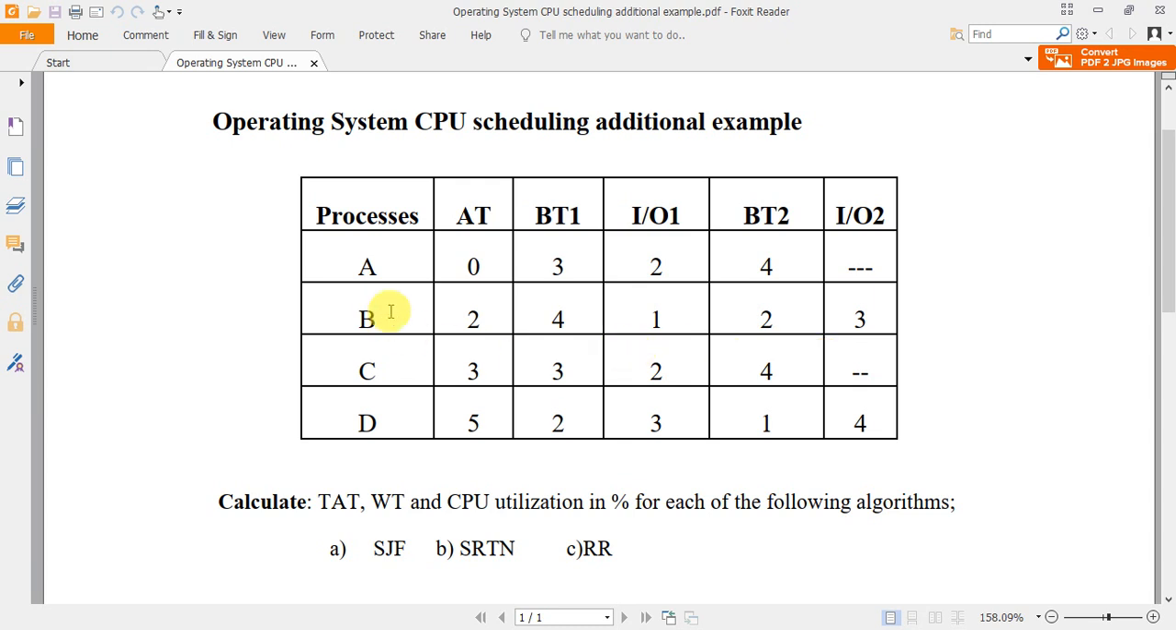Here I want to show you one of the algorithms, on this slide. I will show you the shortest job first algorithm: how we work with a process which has execution time including IO burst.